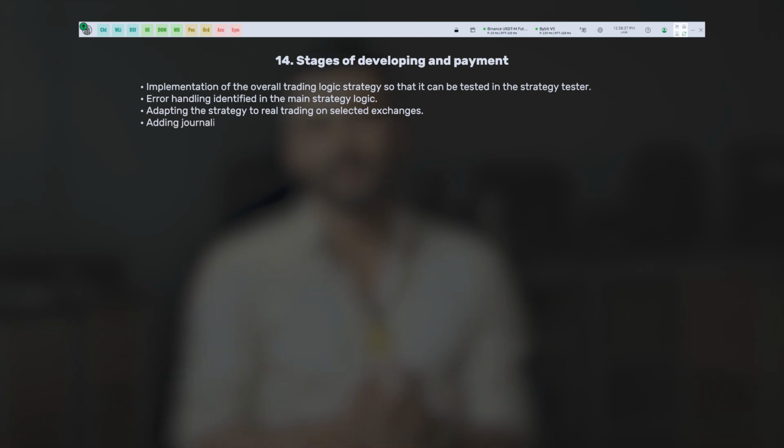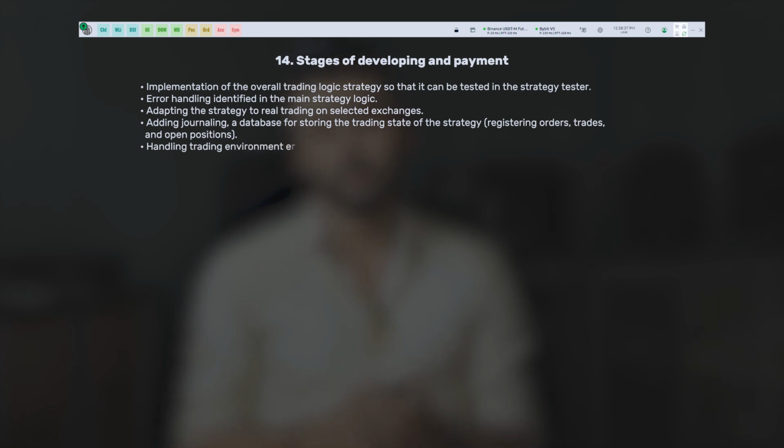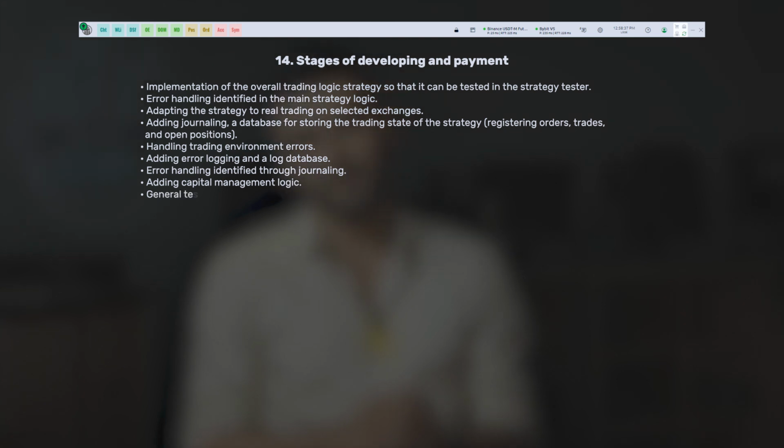Error handling identified in the main logic of the strategy. Adaptation of the strategy to real trading on selected exchanges. Adding journaling, a database for storing the trading state of the strategy, registration of orders, trades, and open positions. Handling errors in the trading environment. Adding error logging in a log database. Error handling identified through journaling. Adding capital management logic. General testing. I will use these stages in my technical specification.